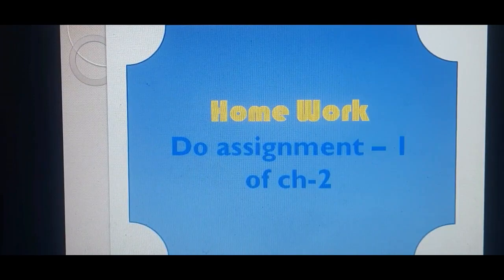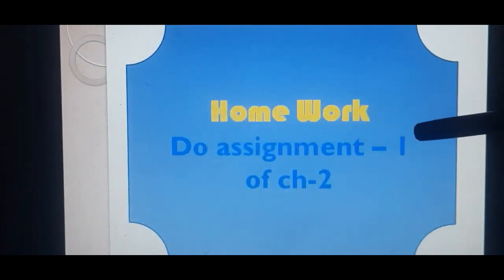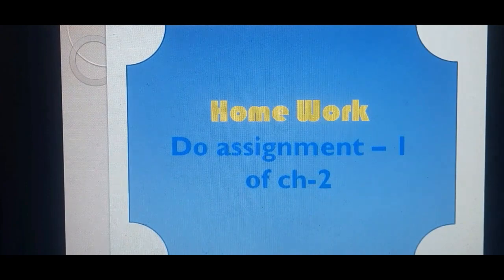Homework time. Homework is to do assignment 1 of chapter 2, percentage and average. You will get the assignment on the website, EdQuark website.